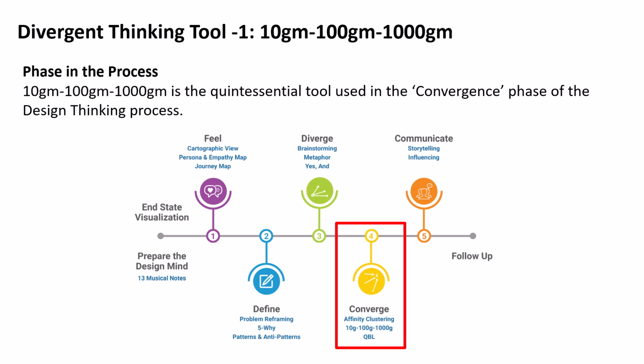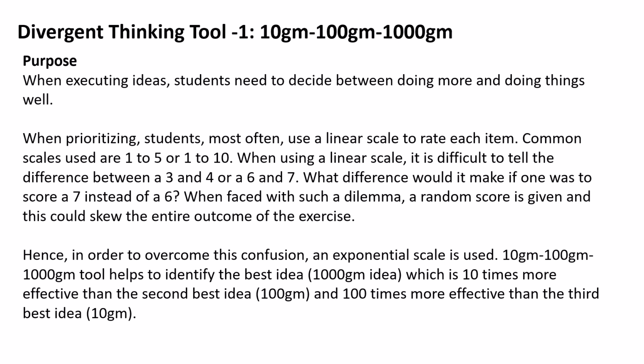The 10 gram, 100 gram, 1000 gram tool is a quantization tool used in the convergence phase of your design thinking process. What is the purpose of using it? When executing these ideas, students need to decide between doing more and doing things well, because doing things well takes time and resources are rarely infinite.